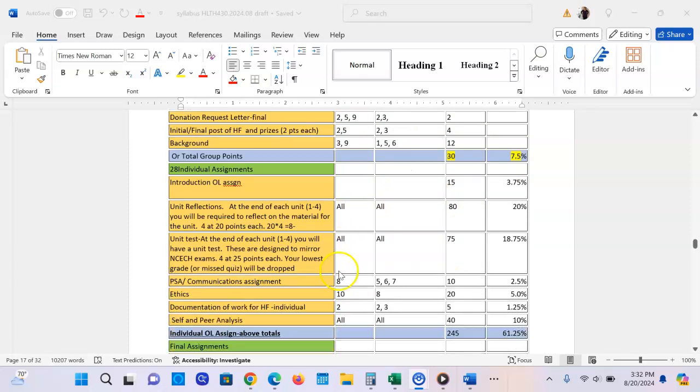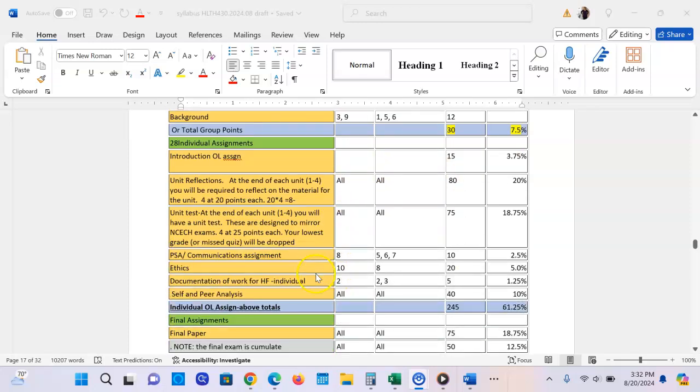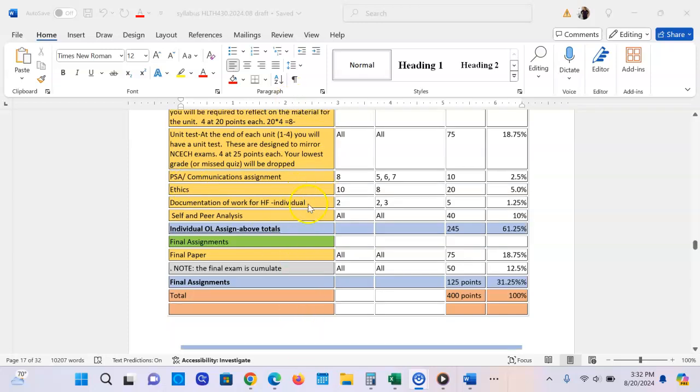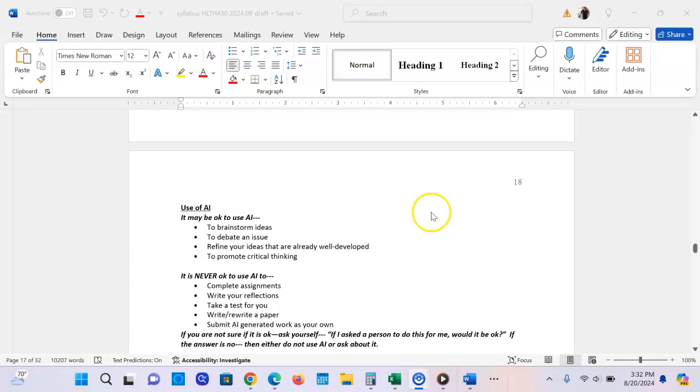Here are the individual assignments and what they're worth. And then your final assignments at the end of the semester is a final paper and a final exam. This course has several exams in it because it is preparing you for the CHES exam, and so the exams in this class are designed to mirror the exams that you would take for the CHES exam. Make sure you read these because there's lots of important information in there.